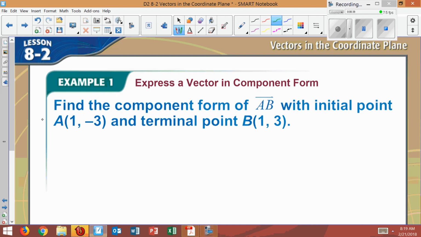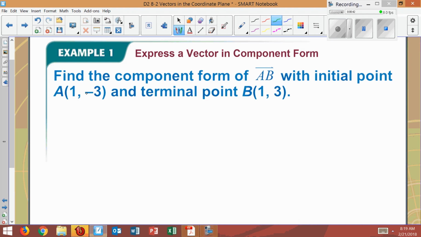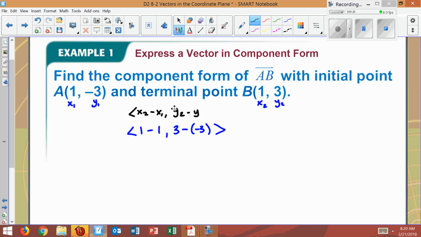So it says find the component form of AB with the initial point A here and terminal point B there. So what we do is we set it up, and this will be the terminal point. So this is our x2, this is our y2, this is our x1, this is our y1. That's not a very good x2, let me rewrite that so you can see more clearly. And so what we do is we take our x2, which is 1, and we subtract it by the x1, which is 1. And then over here you'd have your y2 subtracting the y1, which happens to be -3, so I'll do it this way. So the formula I just put in is x2 minus x1, comma, y2 minus y1.